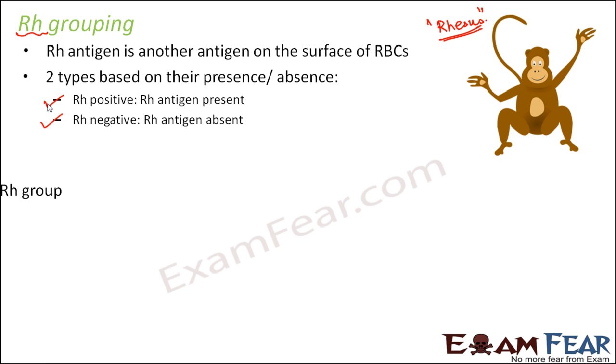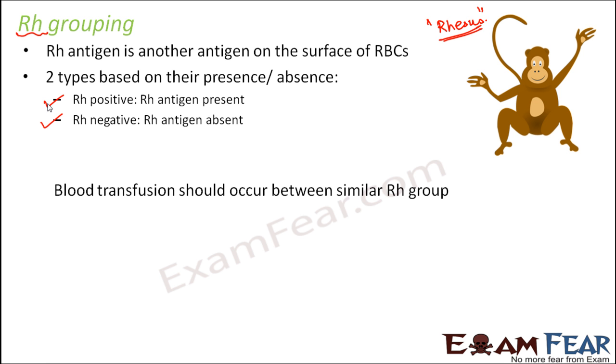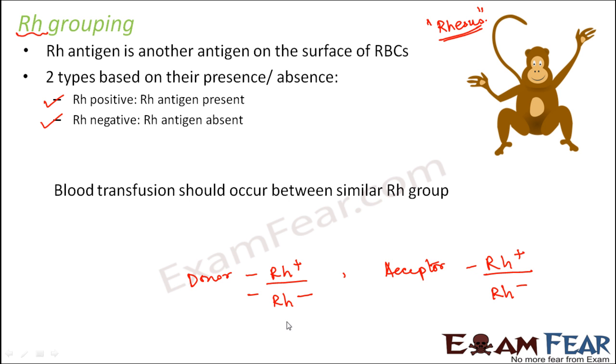Now again, blood transfusion should occur only between similar RH groups. That means if the donor is RH positive, then the acceptor should also be RH positive. If the donor is RH negative, then the acceptor should also be RH negative. So only positives with positives, similarly only negatives with negatives. That is a very important thing, and that is where the compatibility of RH factor also comes into the picture.